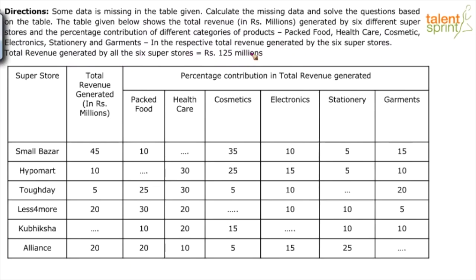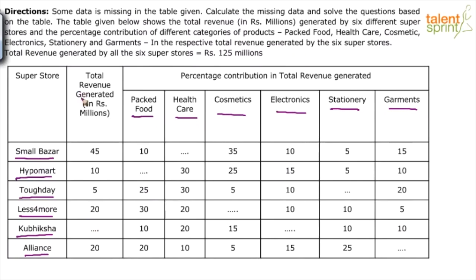So basically, if you observe the table, some of the values are missing. So the data says first find out the missing values and then answer the questions asked. Now the table is about 6 superstores: Small Bazaar, Hypomart, Tough Day, Less for More, Kubik Shah and Alliance. And we are talking about 6 different categories of products, right? Packed food, healthcare, cosmetics, electronics, stationery and garments.